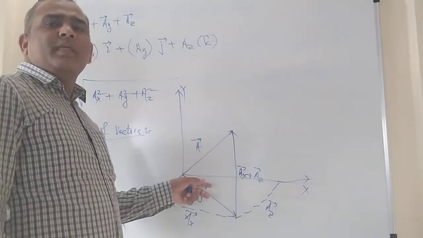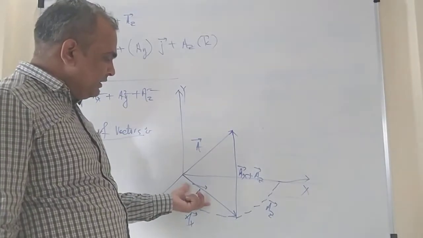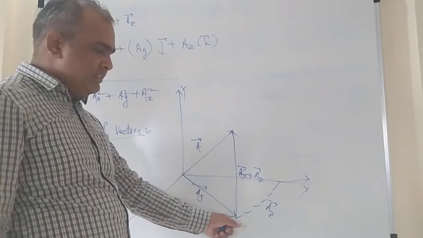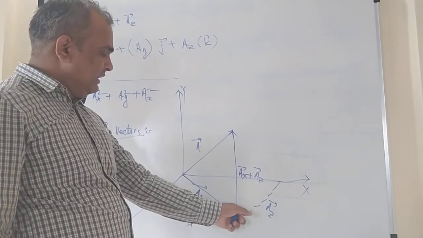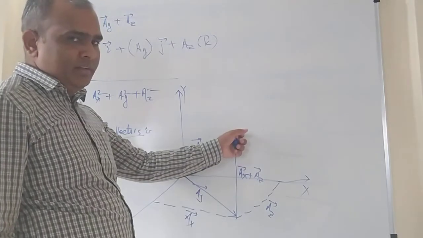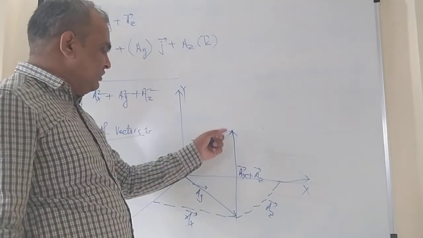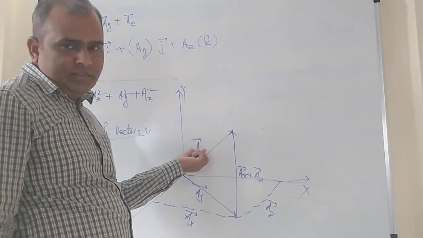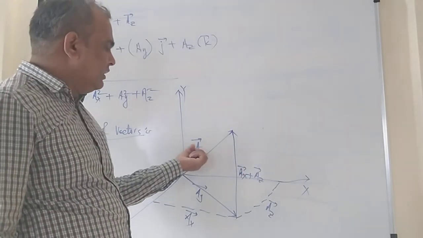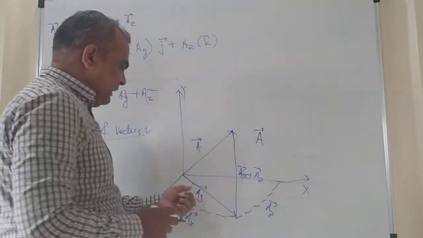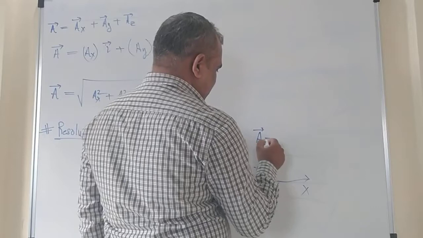This is the law of vector addition. This vector plus this vector. Why am I adding? Because this is the tail of the vector, this is the head of the vector, and this is the tail of the second vector ax bar plus az bar. This is the head of the vector, and those are in continuation. So I can add this vector plus this vector, and that will result in this vector. Got it? So resolution of the vector a bar can be done in this way.